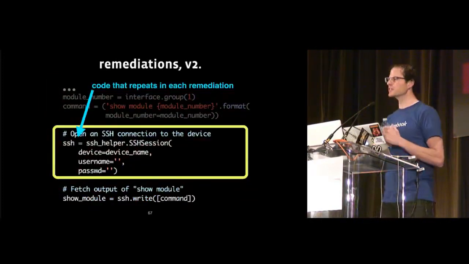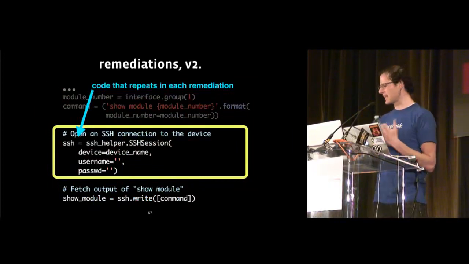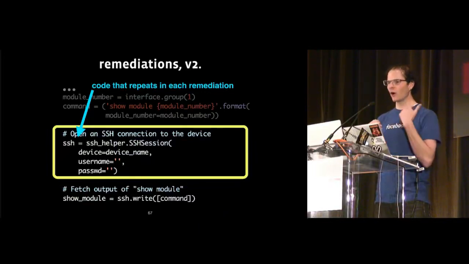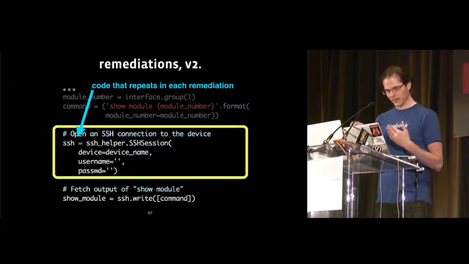And so looking at the remediations yesterday, we kept repeating this SSH command, for example. SSH equals SSH helper, device name, username, and password. Now, granted, we don't actually need all of this here because we have a library we're calling this SSH helper module. So we could put the usernames and passwords in there. But I would hope that you're not using the same username and password everywhere on your network, and I would hope that you do not want to put it in plain text in your file.